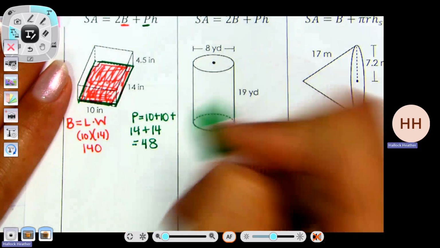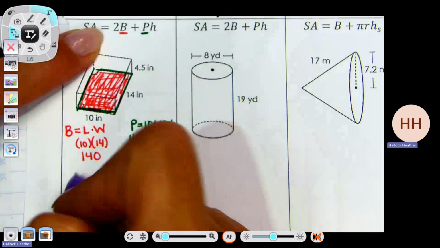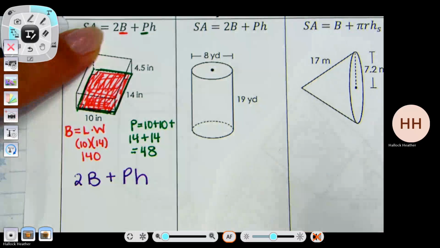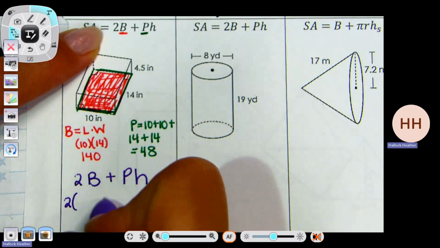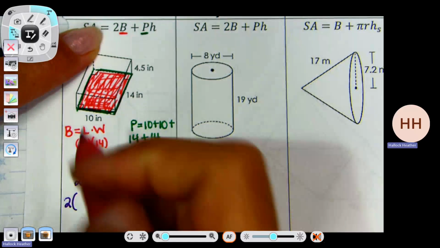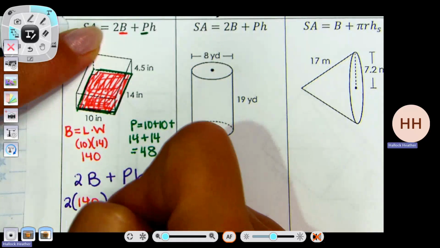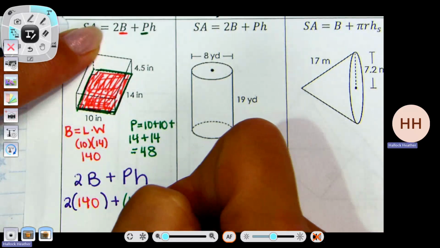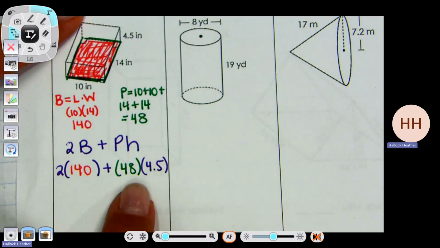48. And now I can use my surface area formula, which is 2B plus Ph. So we're going to do 2 times how much is my big B? 140. We're going to add the perimeter, 48, and then the height of the overall shape is how much? 4.5. So people are trying to type this all into the calculator at once. Your calculator does not know PEMDAS.